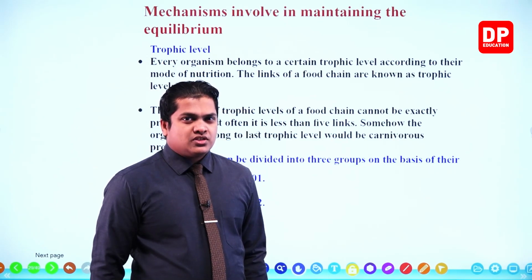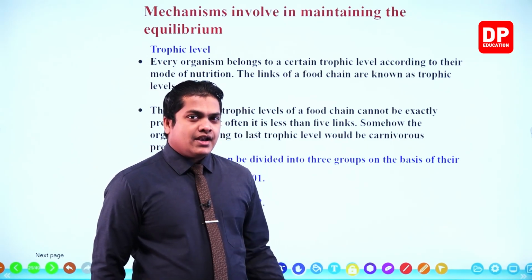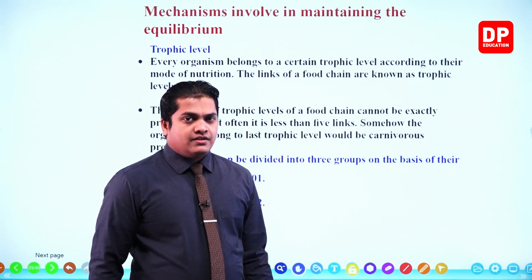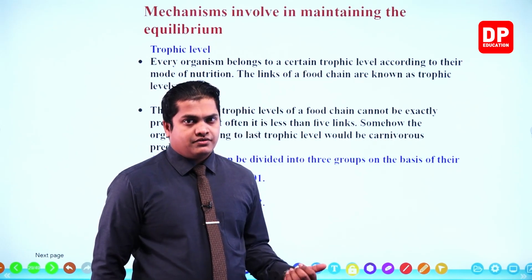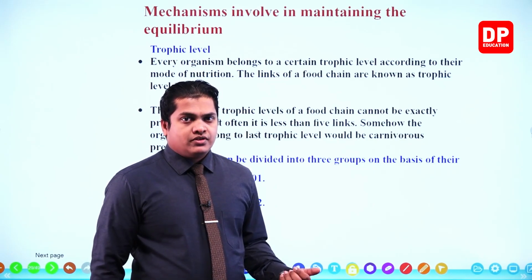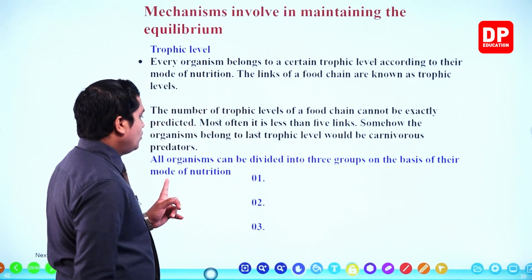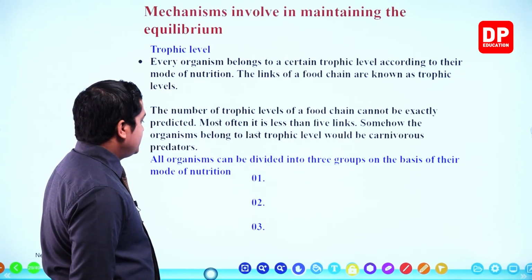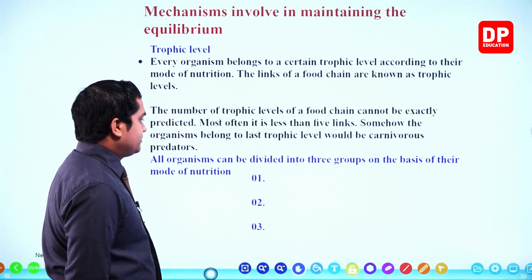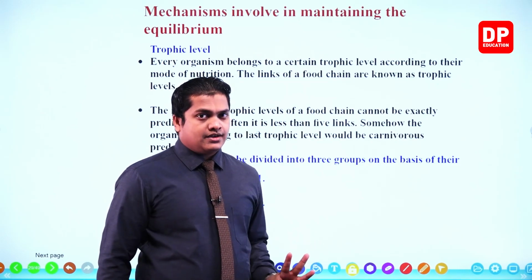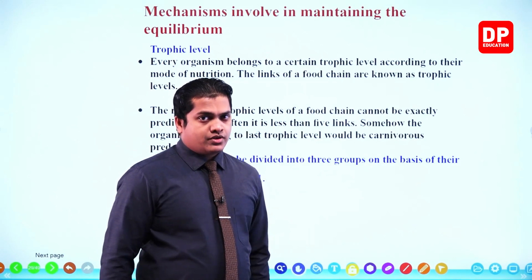Usually that's how these food chains work, right? When you go to the end of the food chain, the last organism or the last trophic level most probably should be a carnivore predator, or else it can be an omnivore. Then all organisms can be divided into 3 groups on the basis of their mode of nutrition. So all organisms on planet Earth can be divided into 3 main categories according to their mode of nutrition.